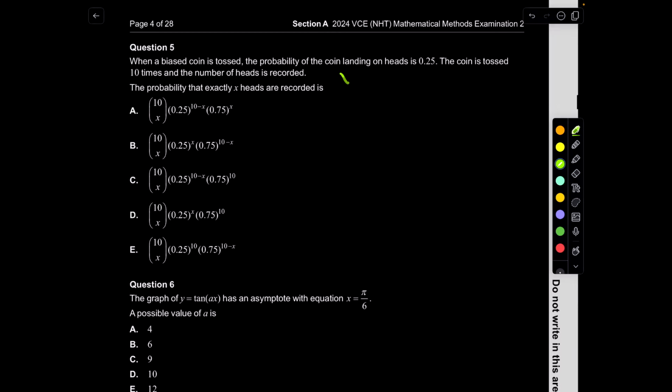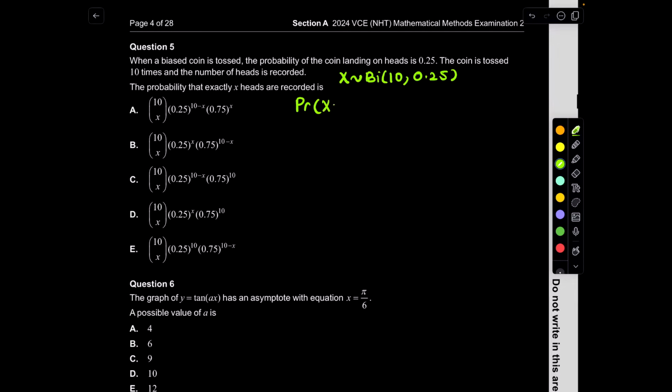So we know that X is going to be binomially distributed, where we have the number of trials, which in this case is 10 since it's tossed 10 times, and the probability of success, which is 0.25. Now, if we want to find the probability that exactly X heads are recorded, so X equals x, remember what the formula is. It's going to be your N choose X times the probability of success to the power of X times your probability of failure to the power of N minus X.